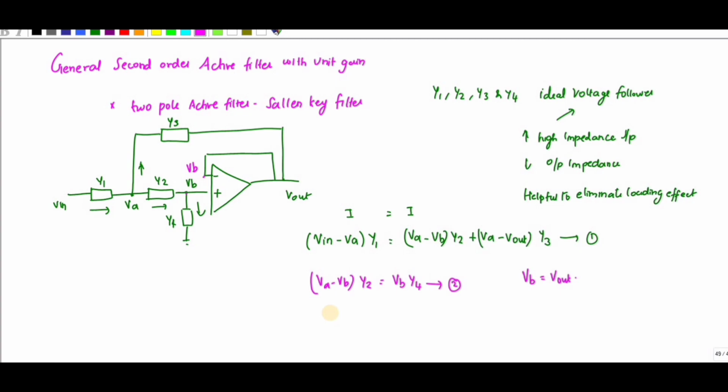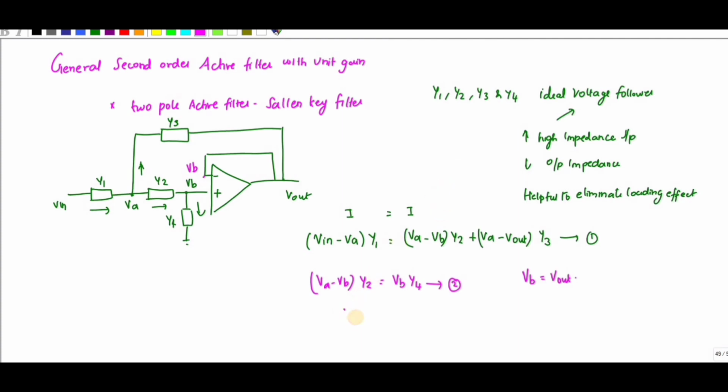So what I can do? Here I can write that VA Y2 is equal to VB (Y4 plus Y2). So VA is equal to VB (Y4 plus Y2) divided by Y2.